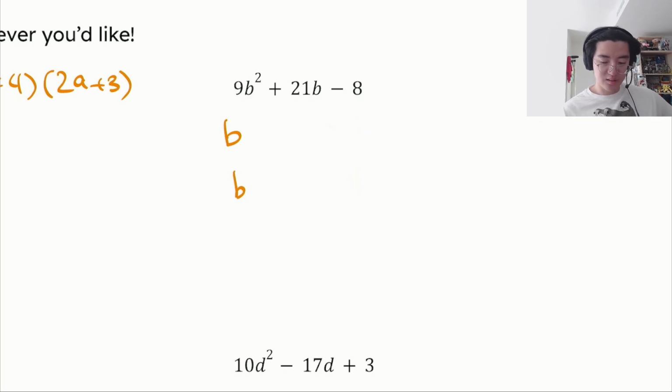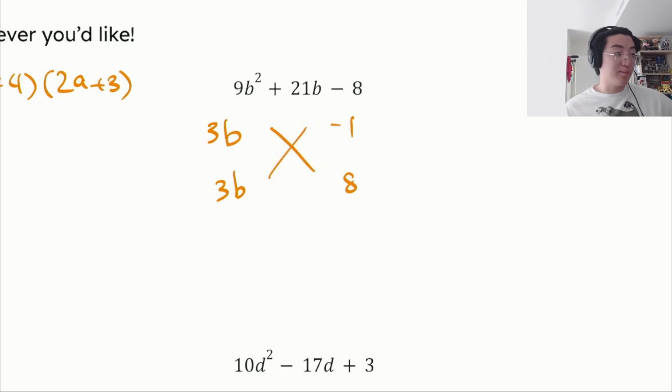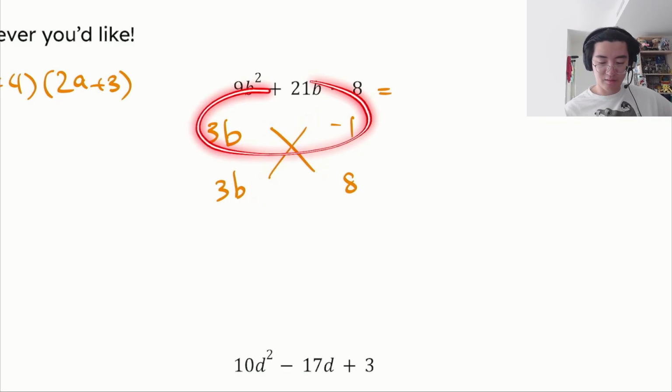Okay, none of those work, so let's try another factor of 9. How about 3 and 3? We can check 1 and negative 8. Right? Which this was correct, right? Negative 3 plus 24 is 21. Write it horizontally.